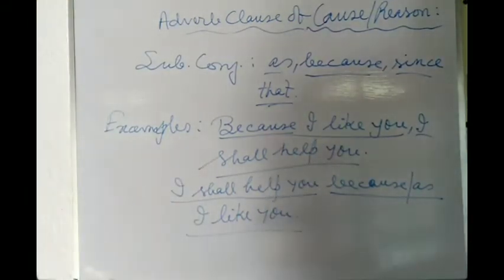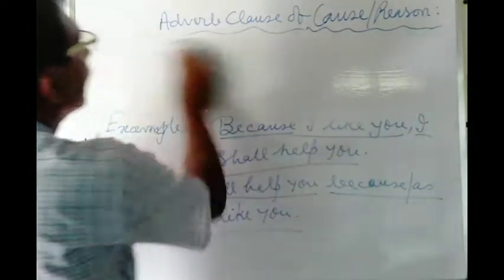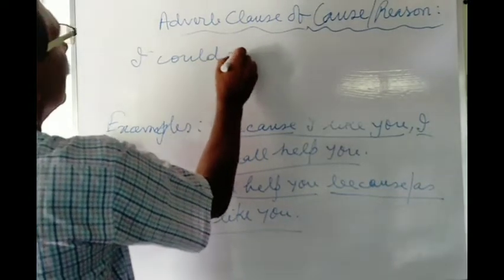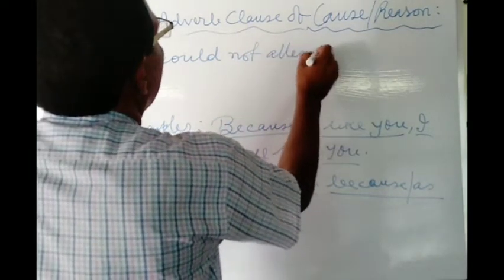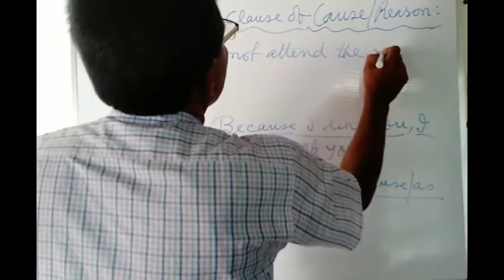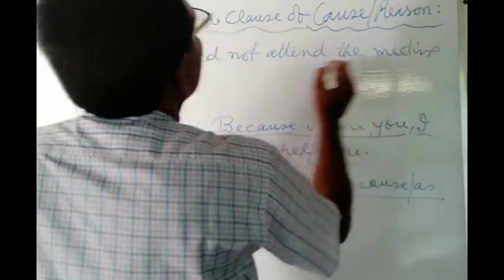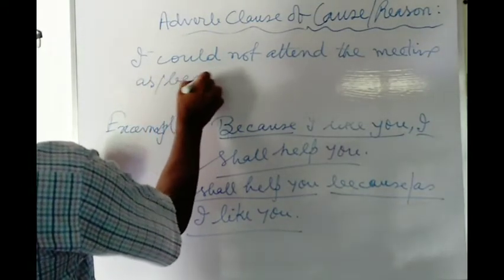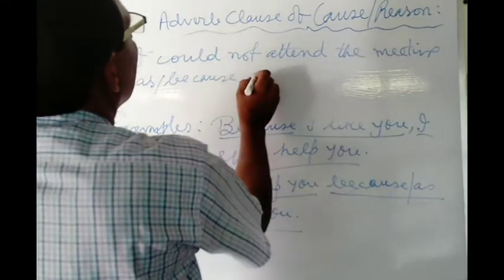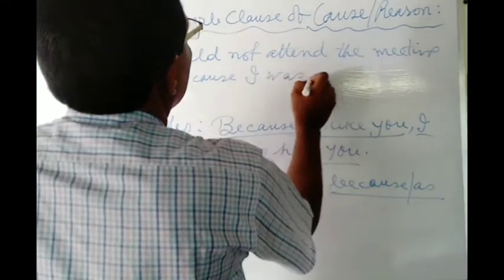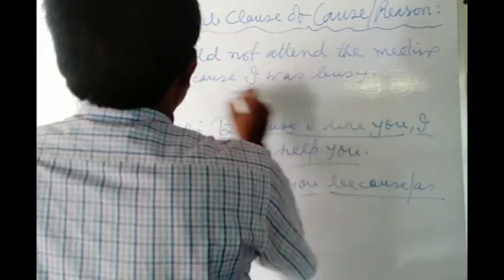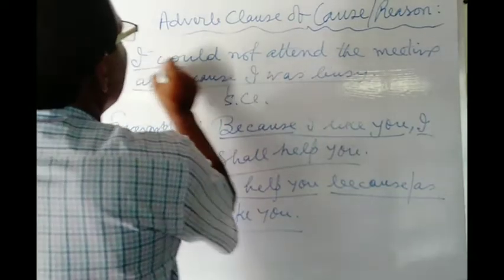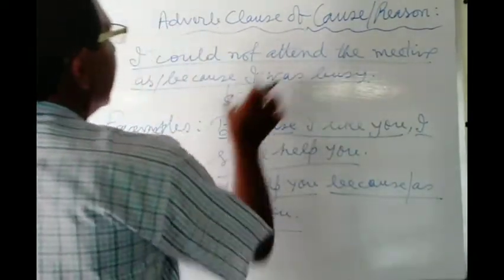In another example, suppose, I could not attend the meeting because or as I was busy. As or because I was busy, this is the subordinating clause. I could not attend the meeting, this is the principal clause.